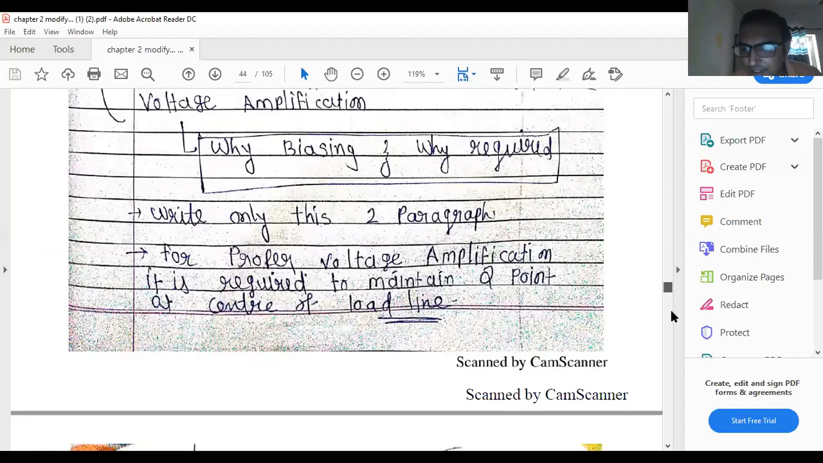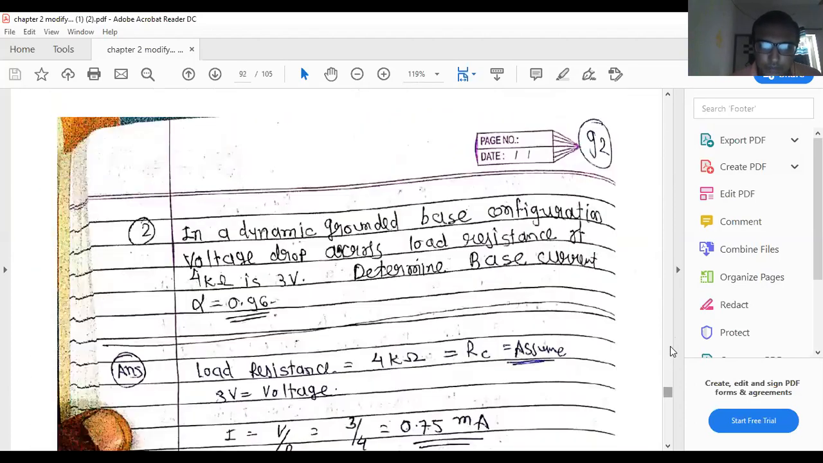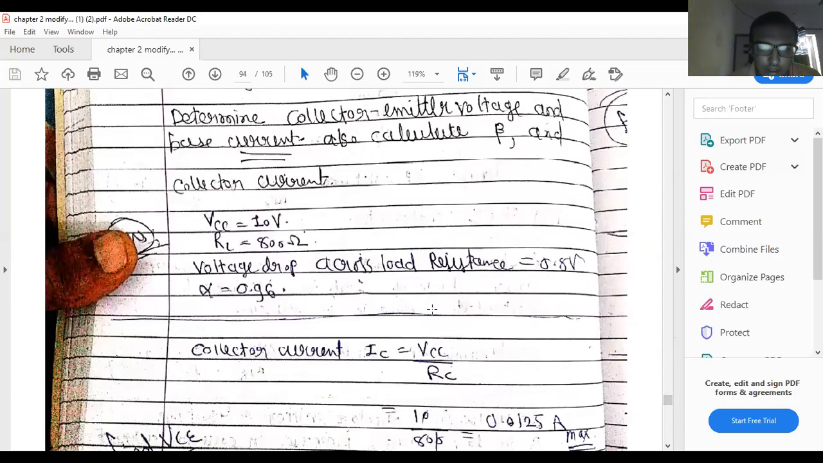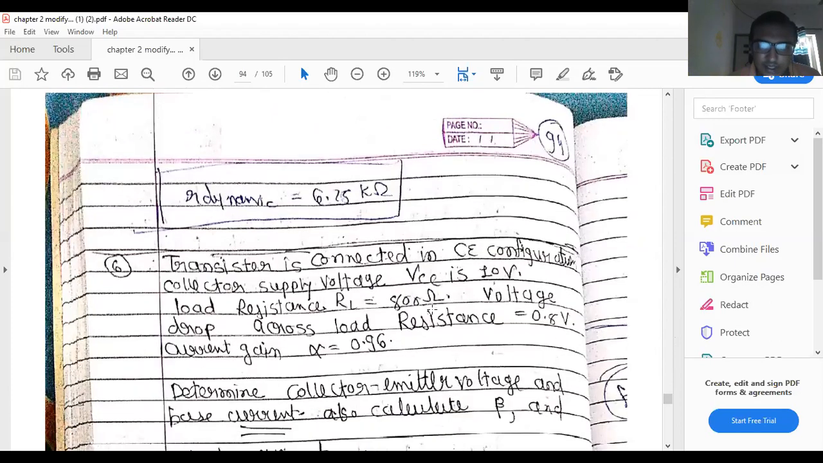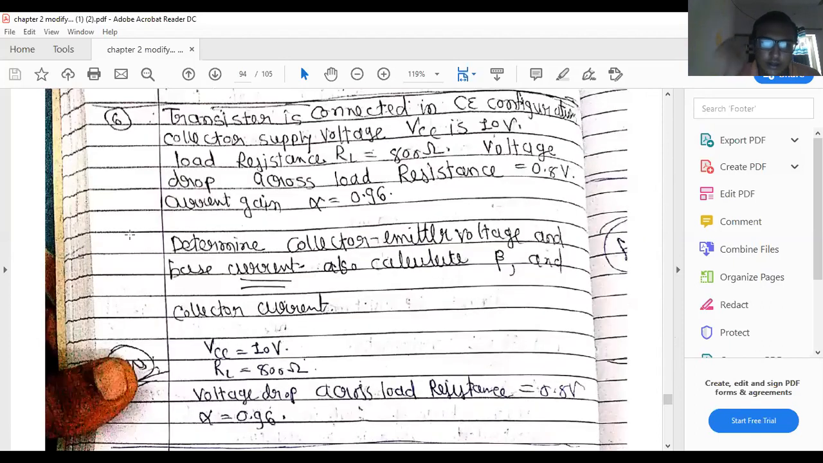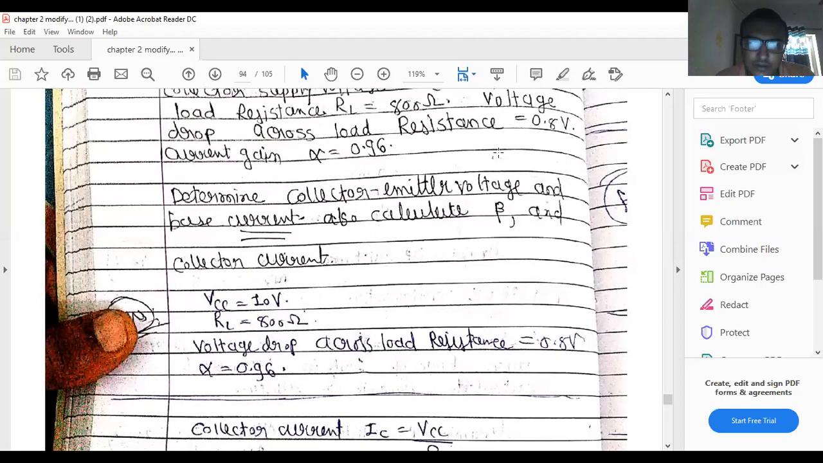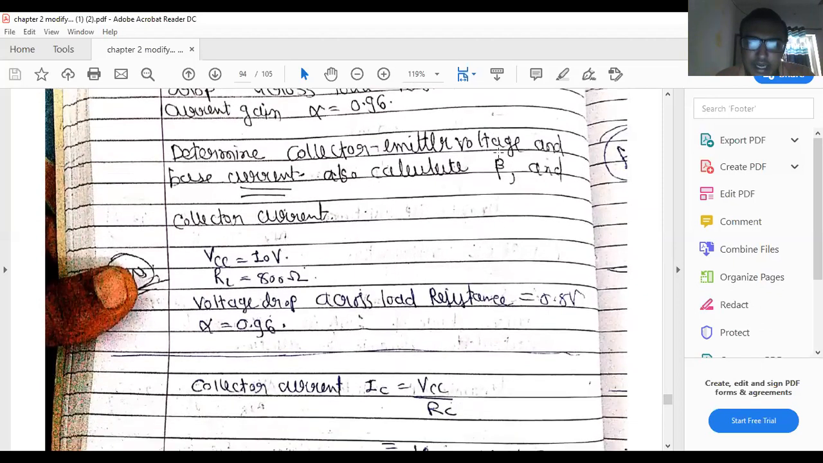Now, based on that, I have discussed an example. So please see this example very carefully. The transistor is connected in common emitter configuration. Collector supply voltage is 10 volt. Load resistance is 800 ohm. Voltage drop across the load resistance is 0.8 volt. Determine the collector to emitter voltage, base current, and also calculate beta and collector current.